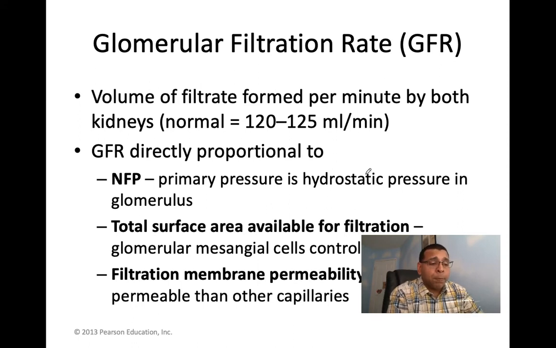Now, factors affecting filtration rate at the capillary beds are going to include, number one, the total surface area available for filtration. Number two, the filtration membrane permeability. And then number three is net filtration pressure. In adults, the normal GFR in both kidneys is 120 to 125 milliliters a minute. So that is, again, filtration. Everything happening at the level of the glomeruli.